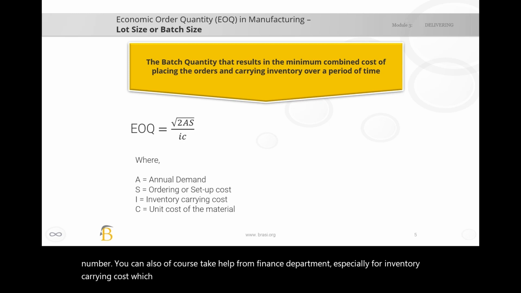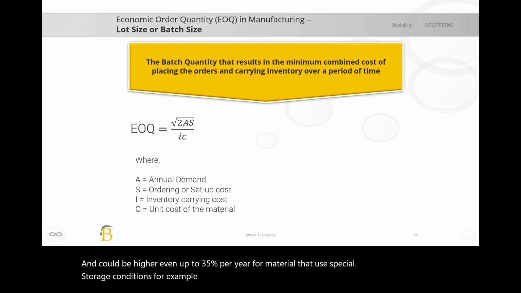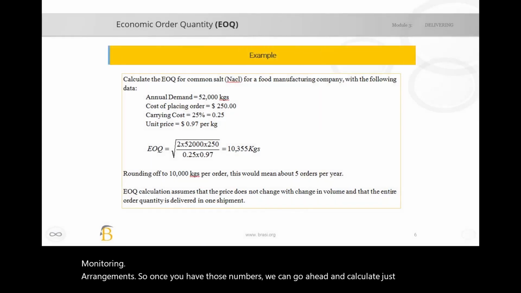which is typically 20 to 25% per year of ambient temperature materials, and could be higher, even up to 35% per year for material that use special storage conditions, for example, refrigeration, air conditioning, or some special security or other monitoring arrangements. So once we have those numbers, we can go ahead and calculate just like shown here.